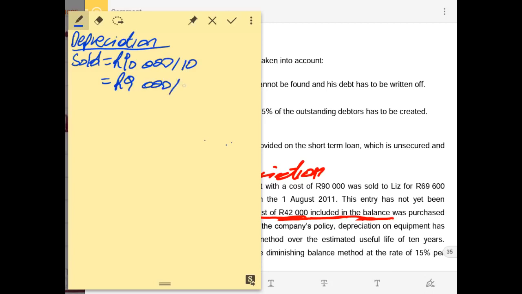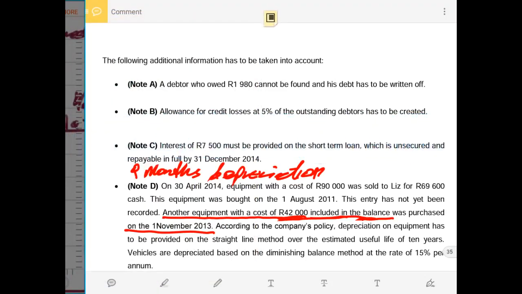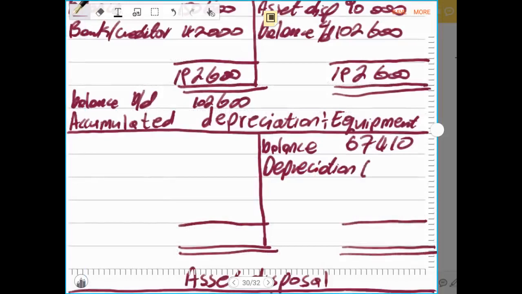Then we multiply by 9 months out of the 12 months, and that will give us the depreciation for the equipment that was sold. 9,000 times 9 over 12 gives us 6,750. This is the depreciation for the equipment that was sold, and it must be recorded separately because this asset was disposed of on a separate date, and its depreciation was recorded up to the date this equipment was sold.